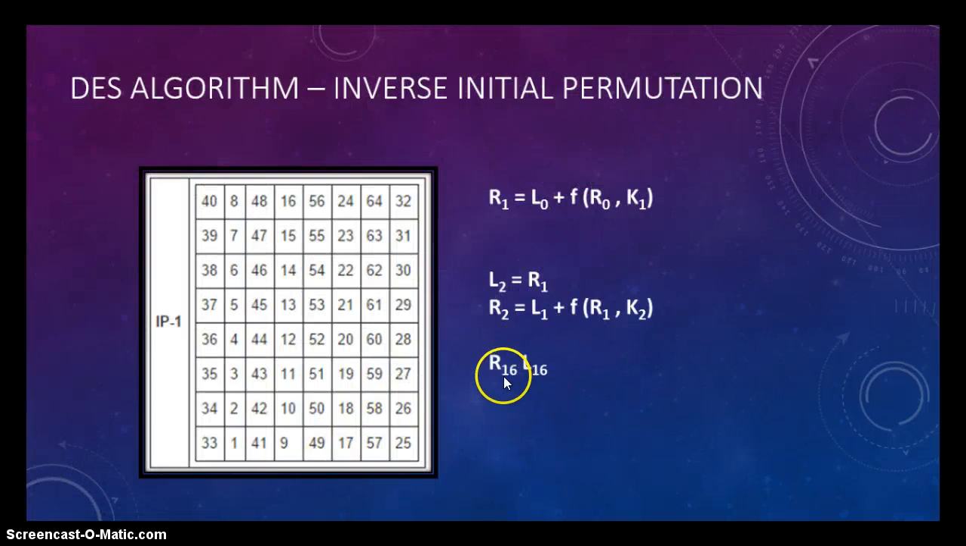When we obtain R16 and L16, we reverse the order of the two blocks into a 64-bit block and apply a final permutation. For this permutation, we are going to use this table, and as in the previous cases, our first bit will be the 40th bit, the second bit will be the 8th bit, and so on, and our last bit will be the 25th bit. The result of this operation will be our ciphertext.